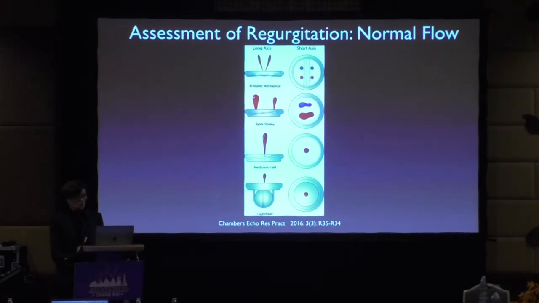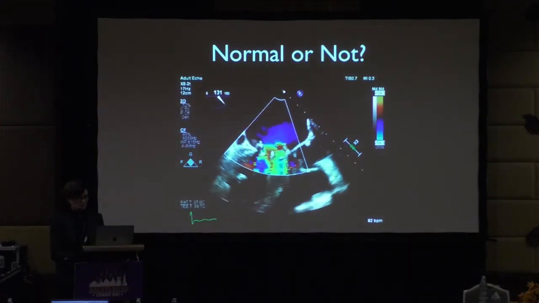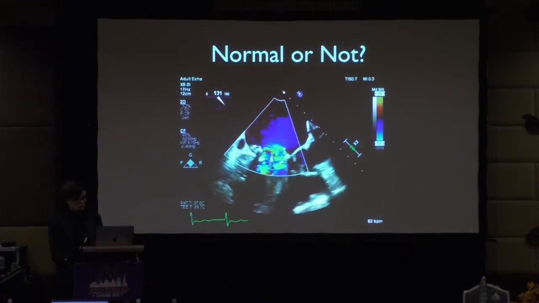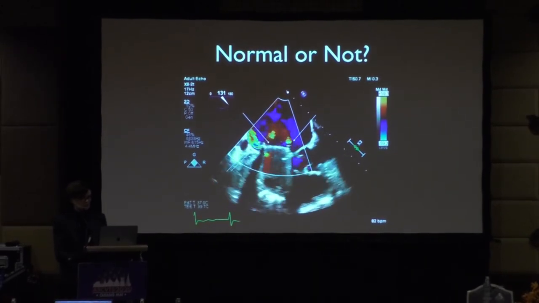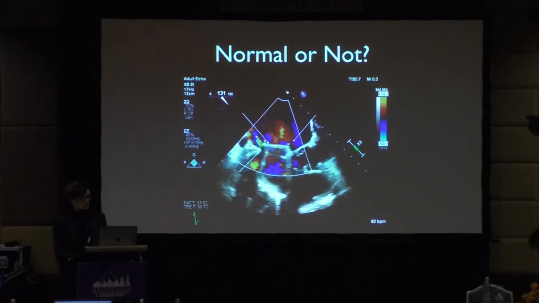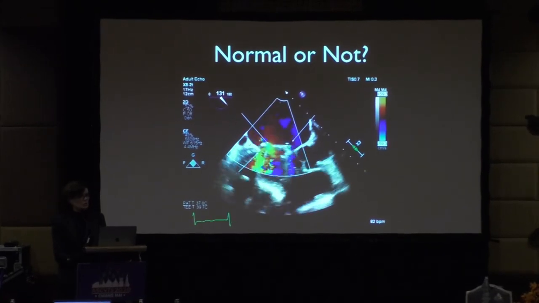When you assess aortic regurgitation in the context of a prosthesis, you need to be aware of what's normal flow. What do you normally see in the prostheses? So, is this normal or not? Well, these jets are, but this jet isn't. So this is outside the sewing ring. You can see there's quite a lot of regurgitation.